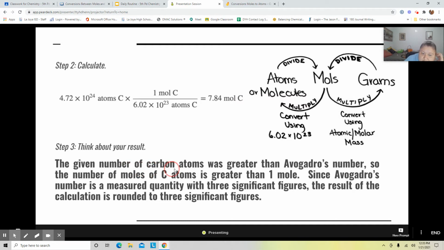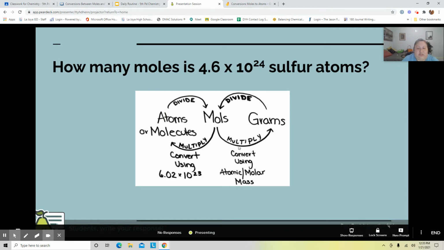The given number of carbon atoms was greater than that of Avogadro's, so the number of moles of carbon atoms is greater than 1 mole. Since Avogadro's number is a measured quantity with 3 sig figs, the result of the calculation is rounded to 3 sig figs. I'm not really concerned about sig figs, okay? So don't worry about that. I'm just happy if you understand what to do.